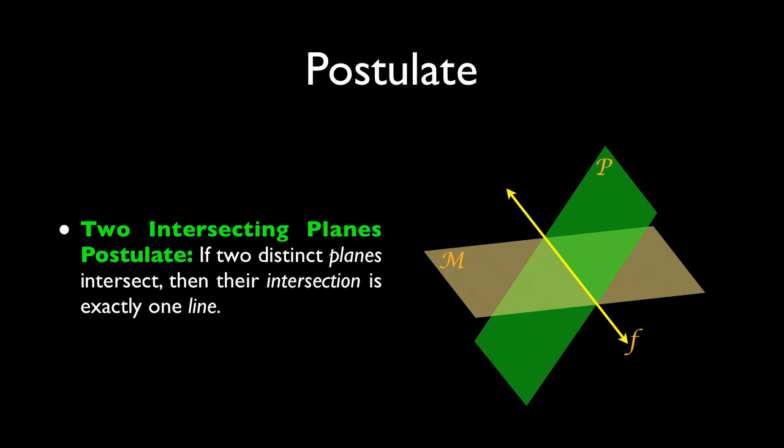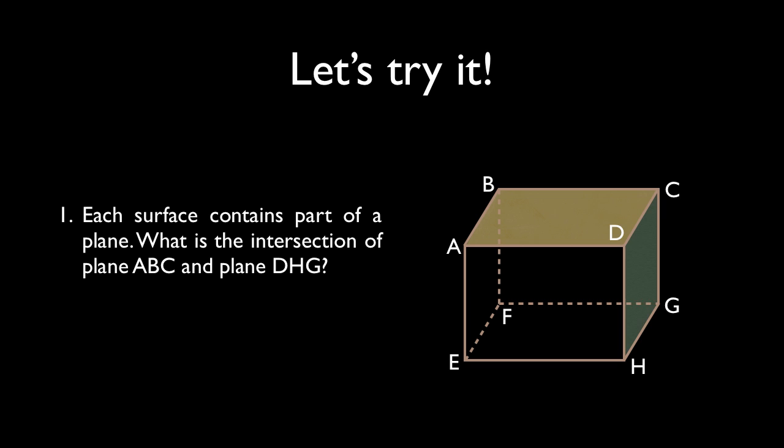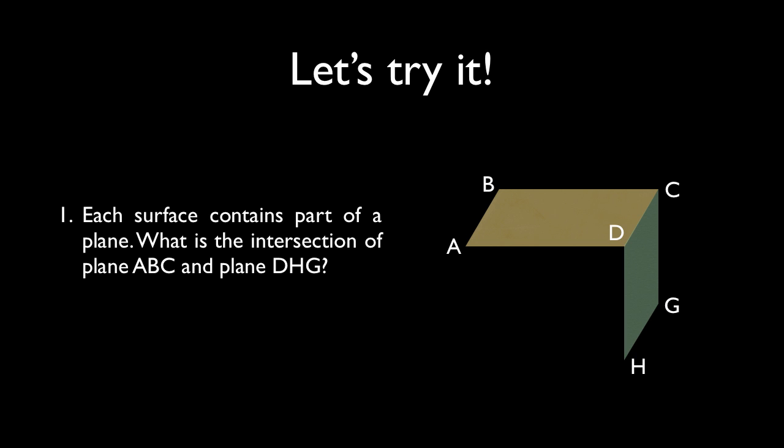So let's give this a try. Each surface of this figure represents part of a plane, which means they go on forever, so they don't actually stop. So think about that for a second. What is the intersection of plane ABC and plane DHG? You know I love to shade things and simplify figures, so let's do some of that. Points A, B, and C are across the top, so that's the plane ABC. And points D, H, and G are on the right-hand side, so that's the plane DHG. So let's get rid of everything except those 2 planes, and we can see now very easily that they come together in a line, and that's line DC.